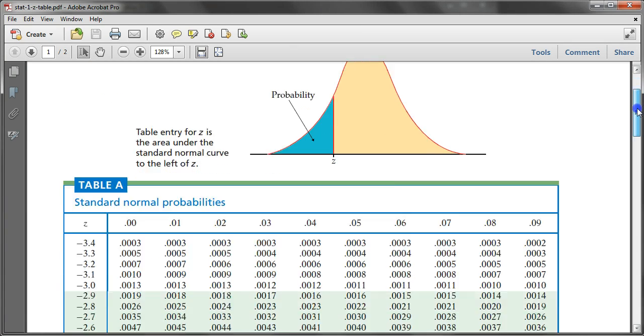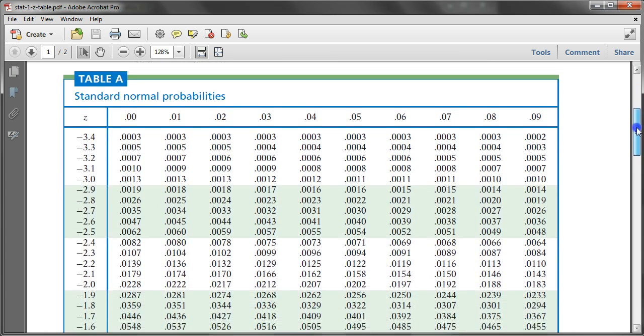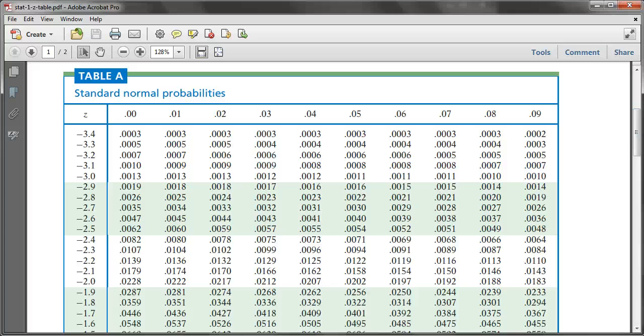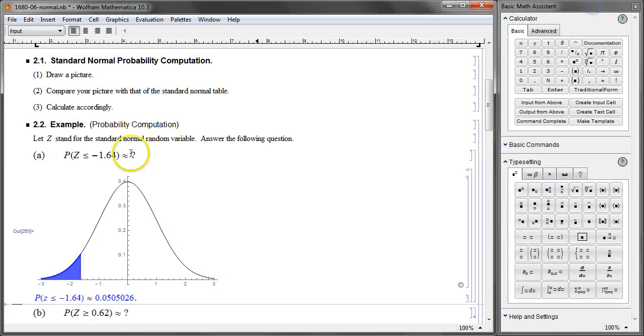We'll look for negative 1.64 in this table, and here it is. From the first column, we get negative 1.6. And then, let's find the 04 column for the second decimal digit. Here we go, and then we have the number 0.0505. That is the probability associated to this blue part for the appropriate z.